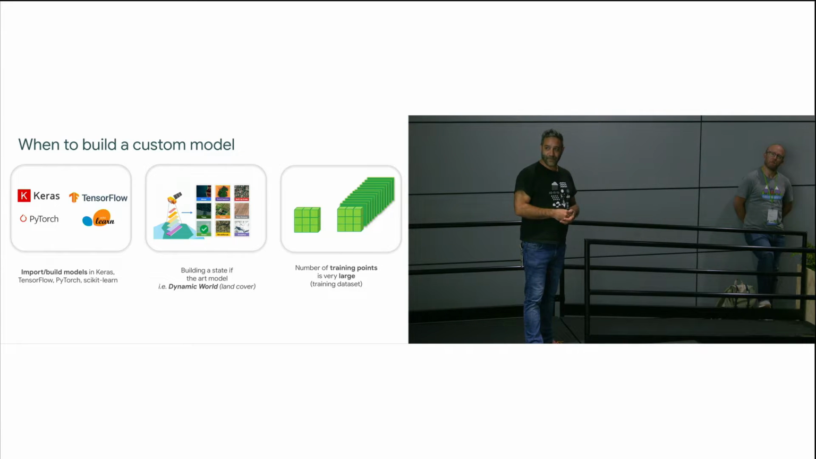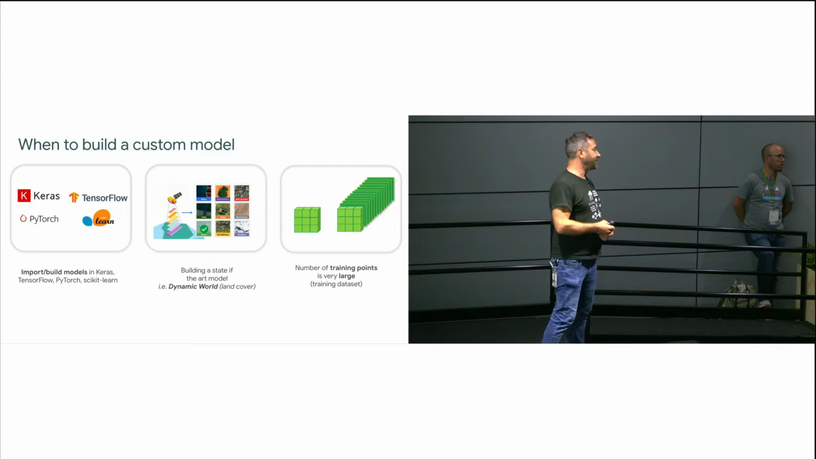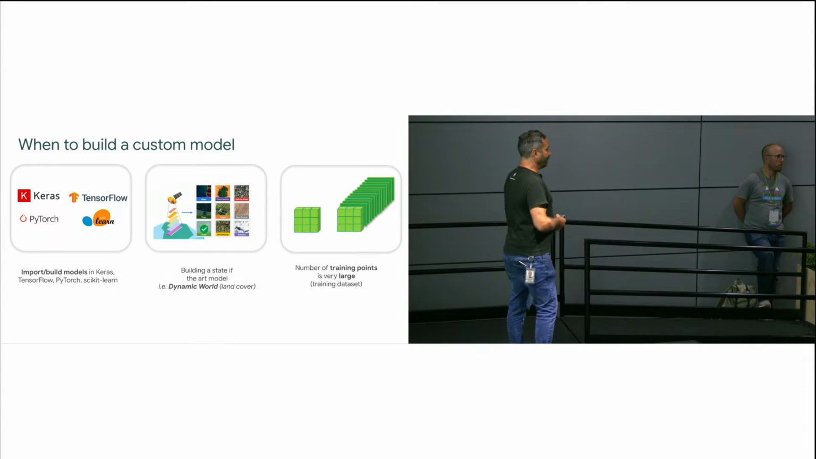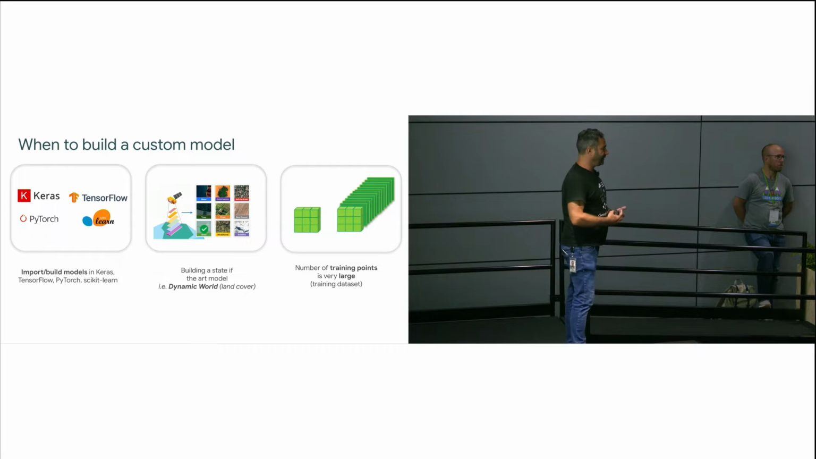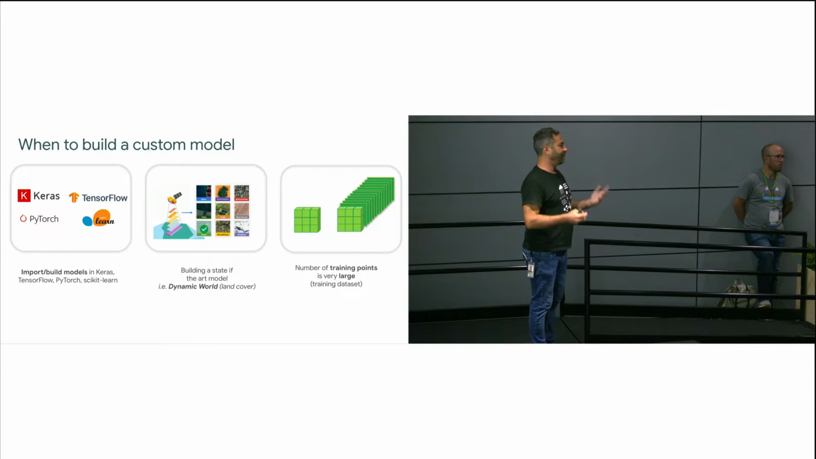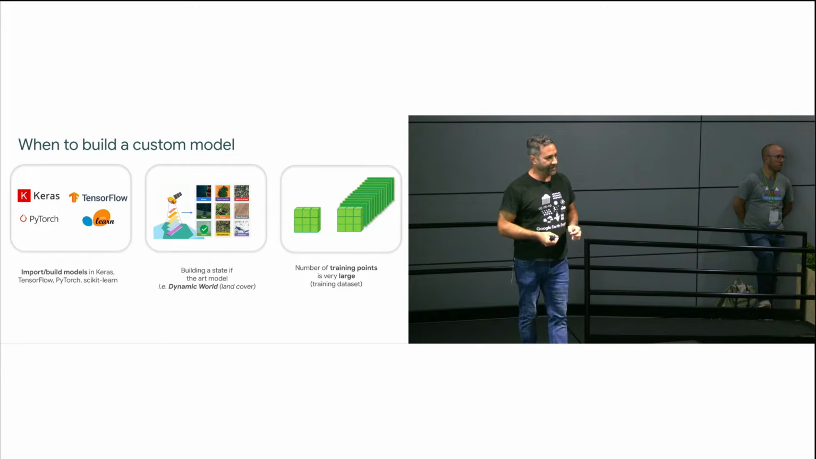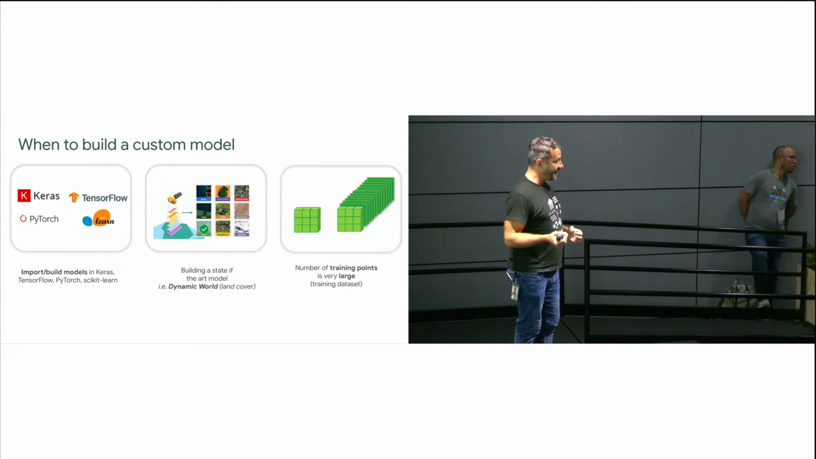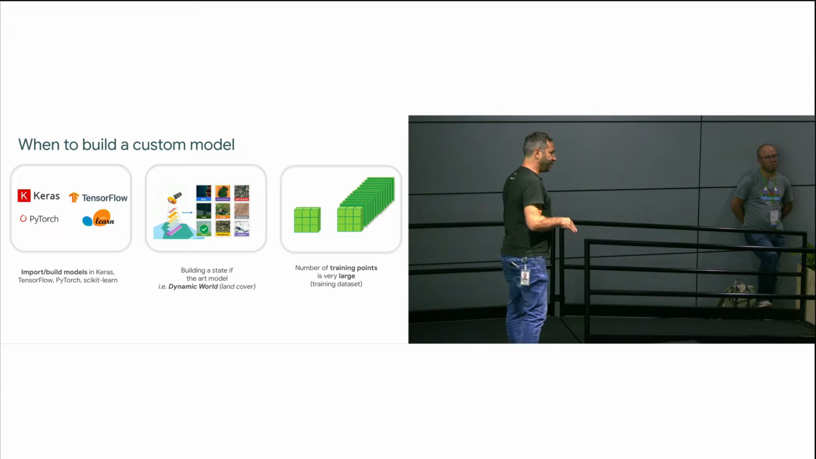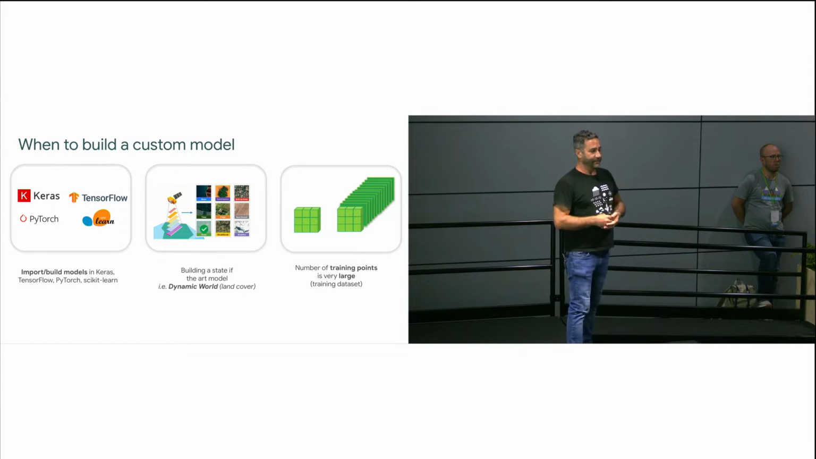If the size of your training data set gets very large, for the reasons that were mentioned earlier this morning, Earth Engine can have a problem with those very large data sets. They don't fit into cache. It can take the model a very long time to train on those things, longer than the 5-minute code editor timeout. So this is another excellent reason to want to go to a custom model.